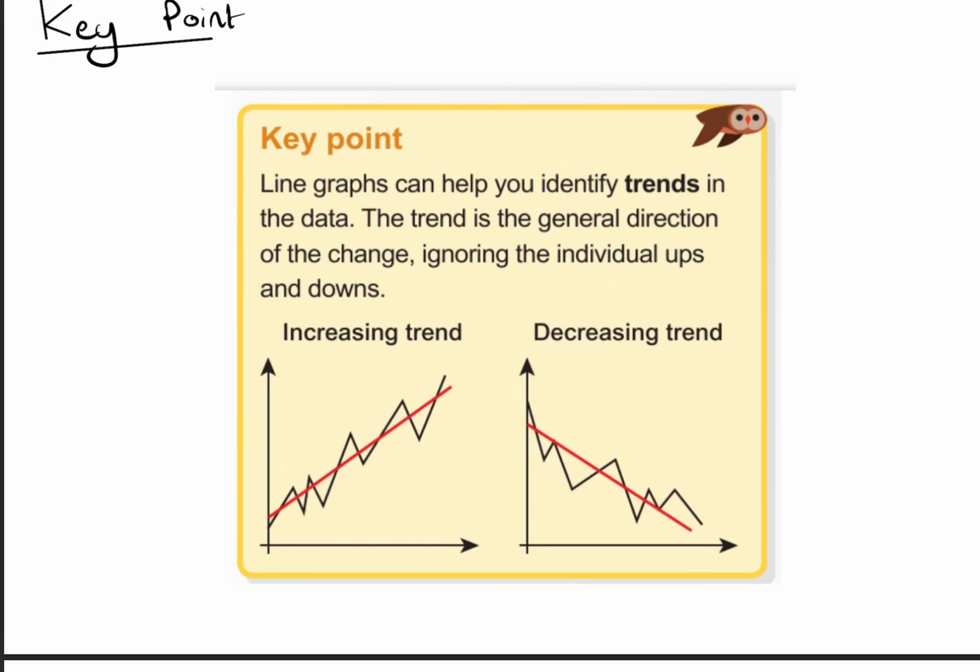The trend is the general direction of the change, ignoring the individual ups and downs. So you can see here it goes up and down. It fluctuates a lot, but overall it's increasing. With this one, it goes down, down, down. It does have its up moments, but overall it's going down.